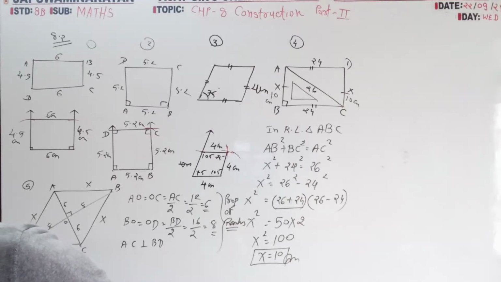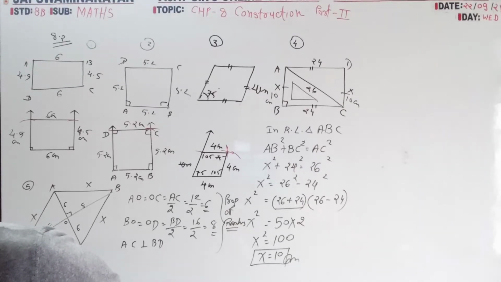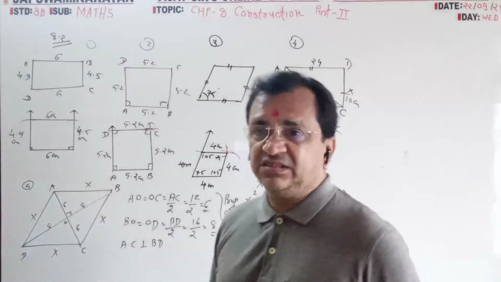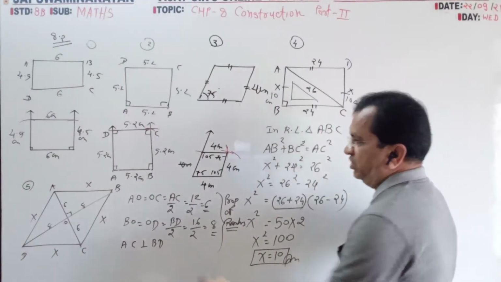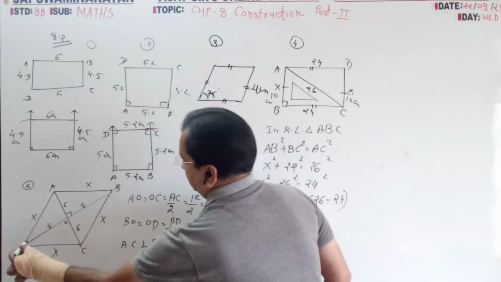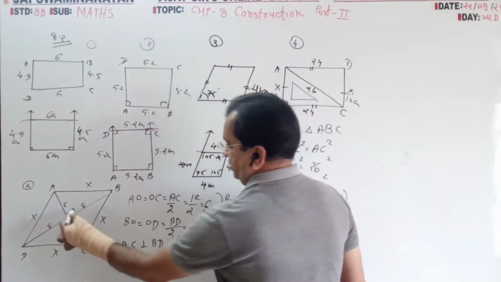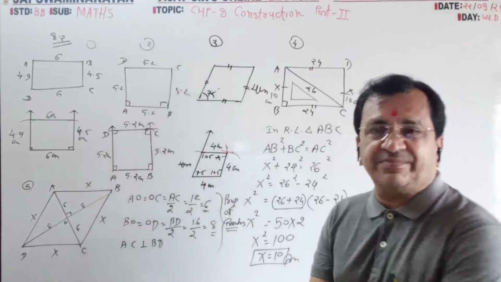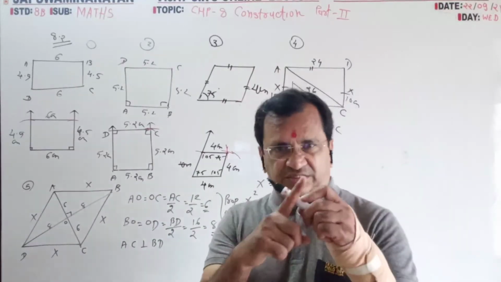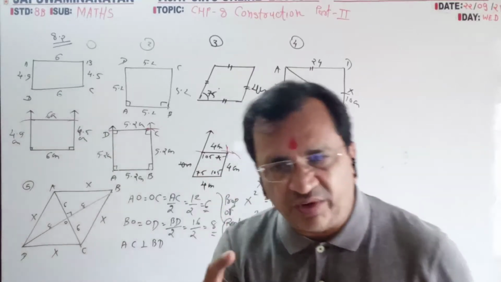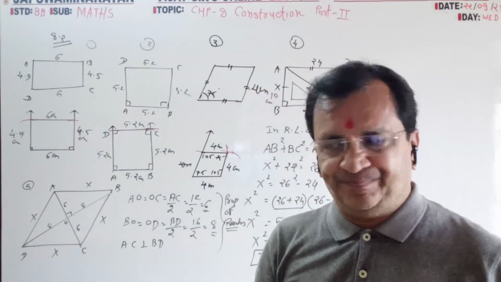Why are people disturbing me on mobile? There is no interaction between these two. Okay, now this and these are half. This and these are half. This is perpendicular. Why? Because it is a property of the diagonals of a rhombus. In a rhombus, diagonals are perpendicular. In a square, diagonals are perpendicular.